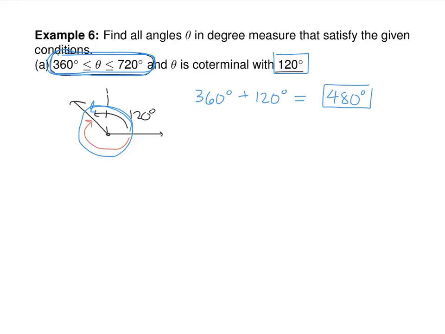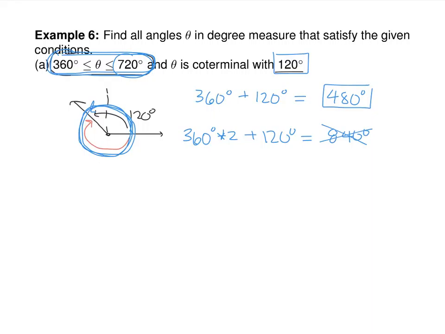Yep. So the question is, is 720 big enough that it would allow going around the circle more than once? Does that make sense? So that would be 360 plus another 360, right? Plus one more 120. So is 360 times 2 plus 120, what is that going to be? 840. So is that sufficiently small that that's an angle you could count? No. So the only angle that is between those values and is coterminal with 120 is 480.